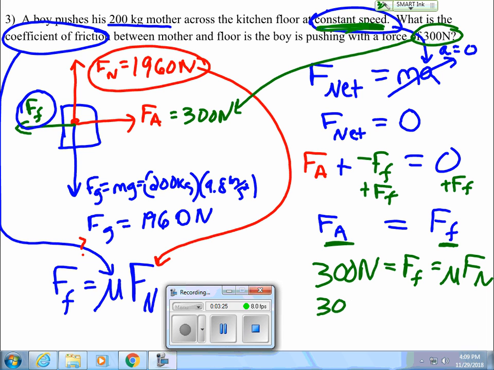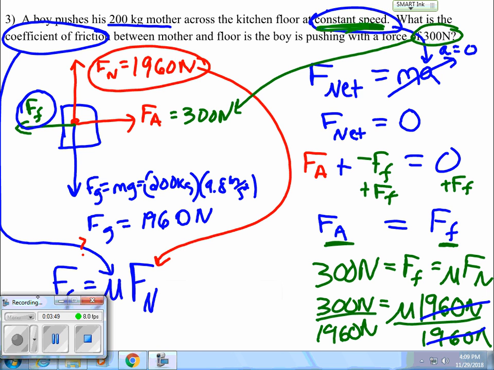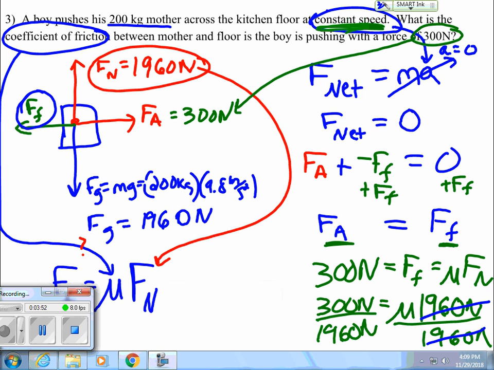So I could also write 300 newtons is equal to mu, which I'm looking for, times force normal, 1,960 newtons. Divide by 1,960 newtons on both sides. This cancels out. Mu is now equal to 0.15. That's my coefficient of friction.